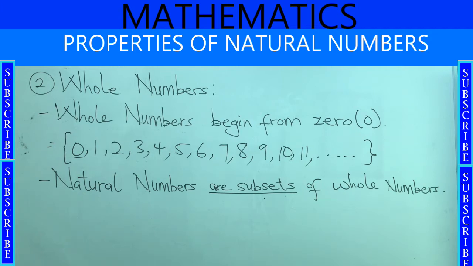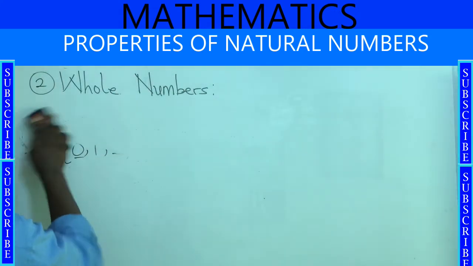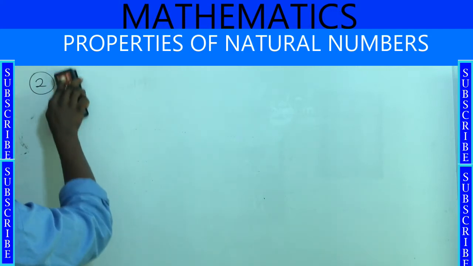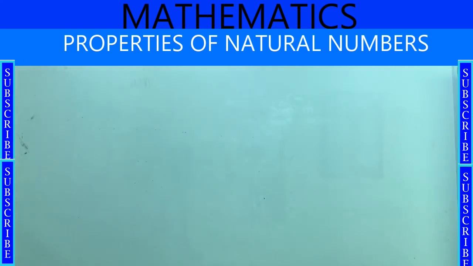In the first episode, we took a look at natural numbers, also called counting numbers, and in the second one we looked at whole numbers. So today we are going to continue from whole numbers. Since whole numbers was number 2, now we move on to number 3, which is going to be even numbers.